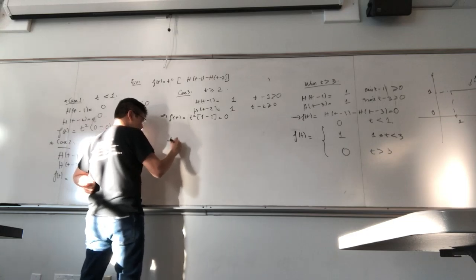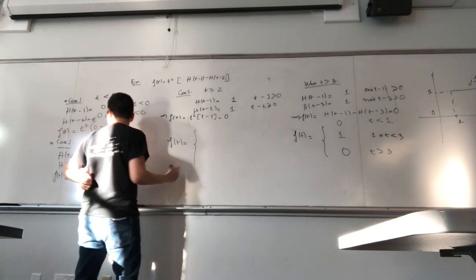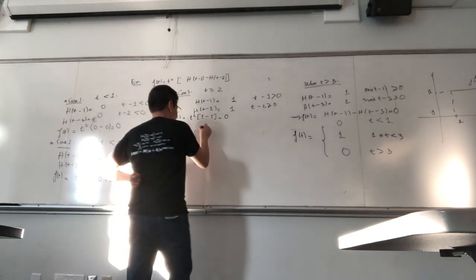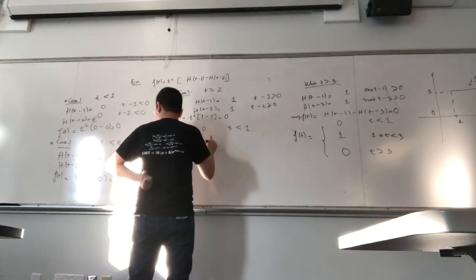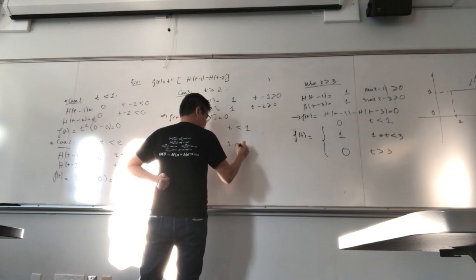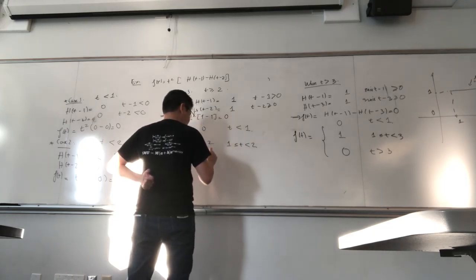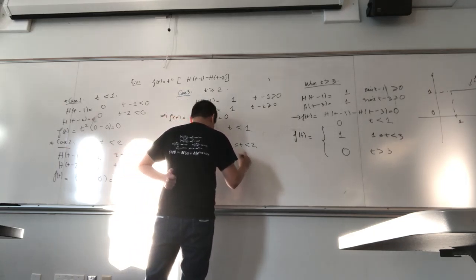So to conclude, the function takes the following form. When t is smaller than 1, it is 0. When 1 is smaller than t and t is smaller than 2, it is t squared. When t is bigger than 2, it is 0.